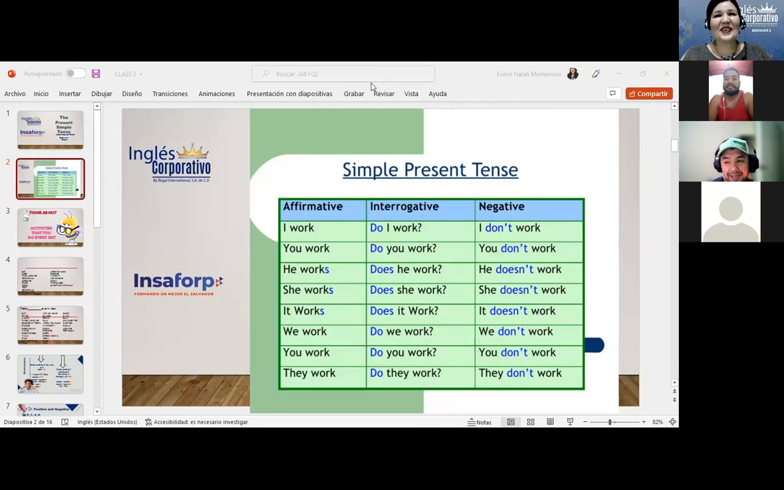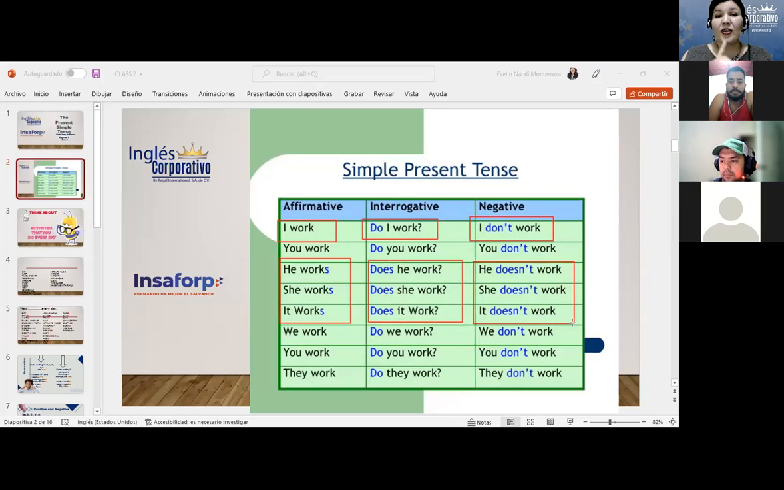Okay. So, simple sentences in simple present. It says, I work. Do I work? I don't work, right? You work. Do you work? You don't work. The change that happens in simple present is only with he, she, and it. This is the only form that changes in simple present because you add an S to the verb. And that changes only in affirmative sentences because in the questions you use does and in the negatives you use doesn't.